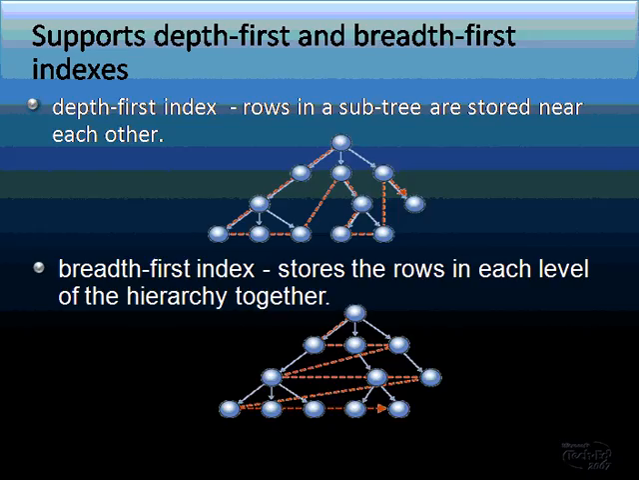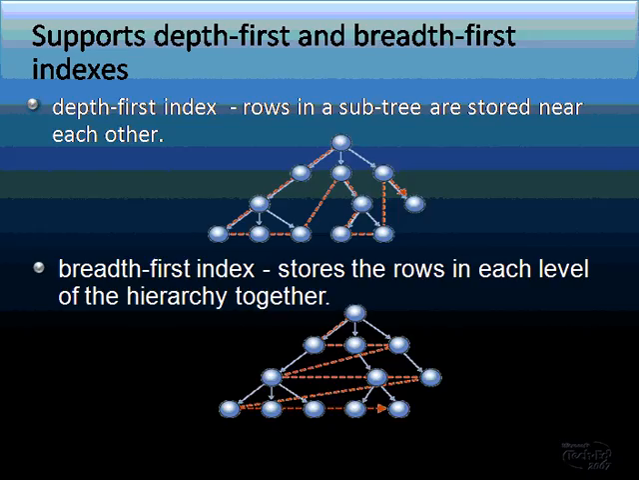The first one we call depth first indexes. What that means is when you create a column of hierarchical ID in your table and create a unique index or primary index on that hierarchical ID column, by default we use this depth first index semantics. What that means is that all the rows in a subtree we consider to be in the same group.